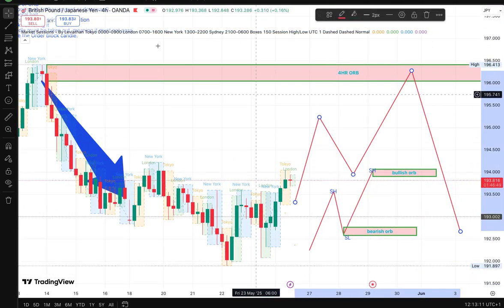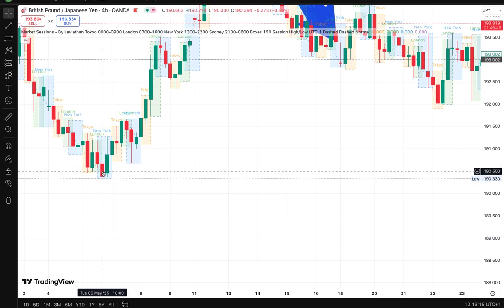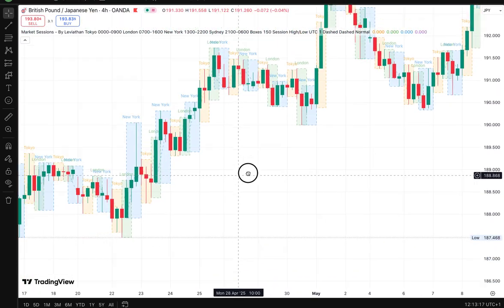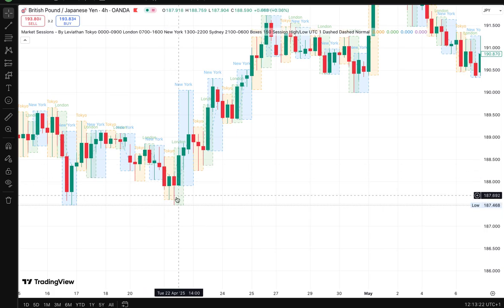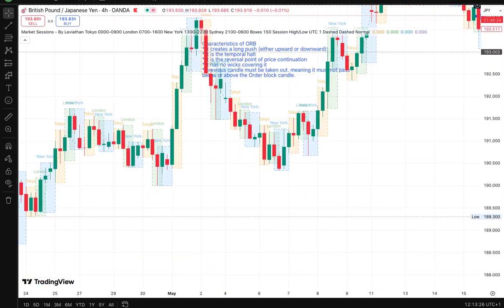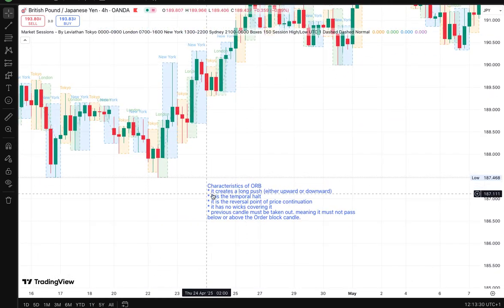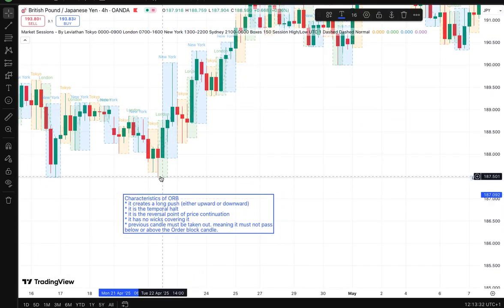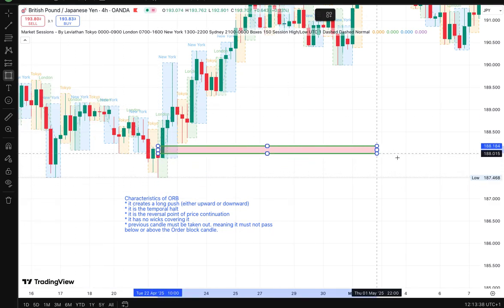All right, so let's go to another one. We can see another one at the bottom. No, this one is invalid. Is there another one? This one is valid. This is another valid order block. Let's bring the characteristics. Where is it? Yeah, this is it. This red candle is a valid order block. How is it valid? I'll explain it to you.